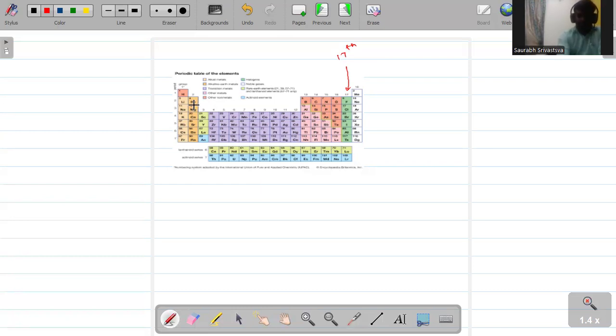In Roman numerals, these 2 groups are A subgroup, and these 10 groups are B subgroup. Outside is the A subgroup. In the Mendeleev periodic table, they kept it like that. So this is the first group, so first group means 1A.